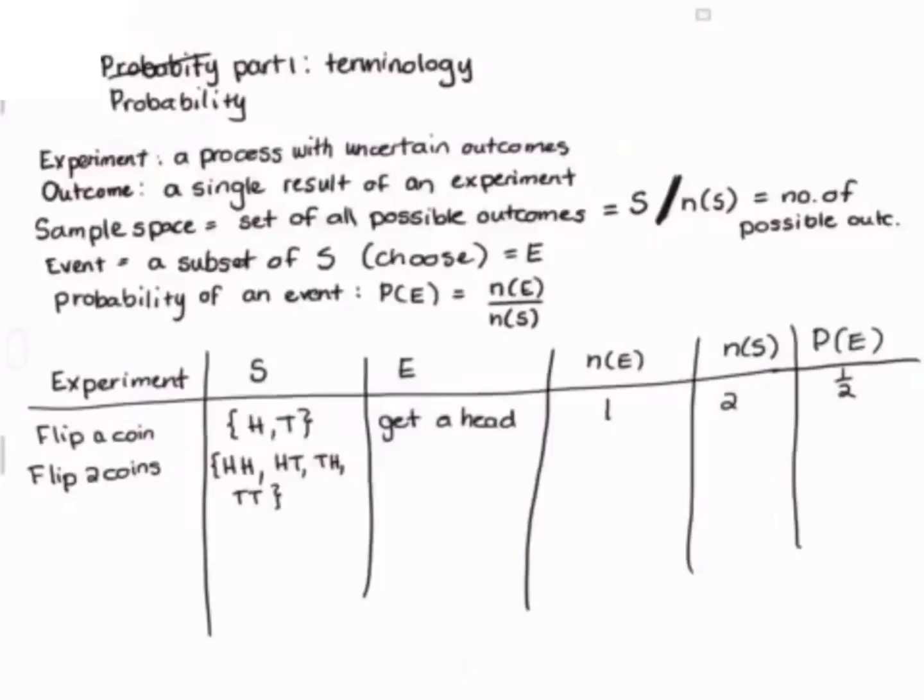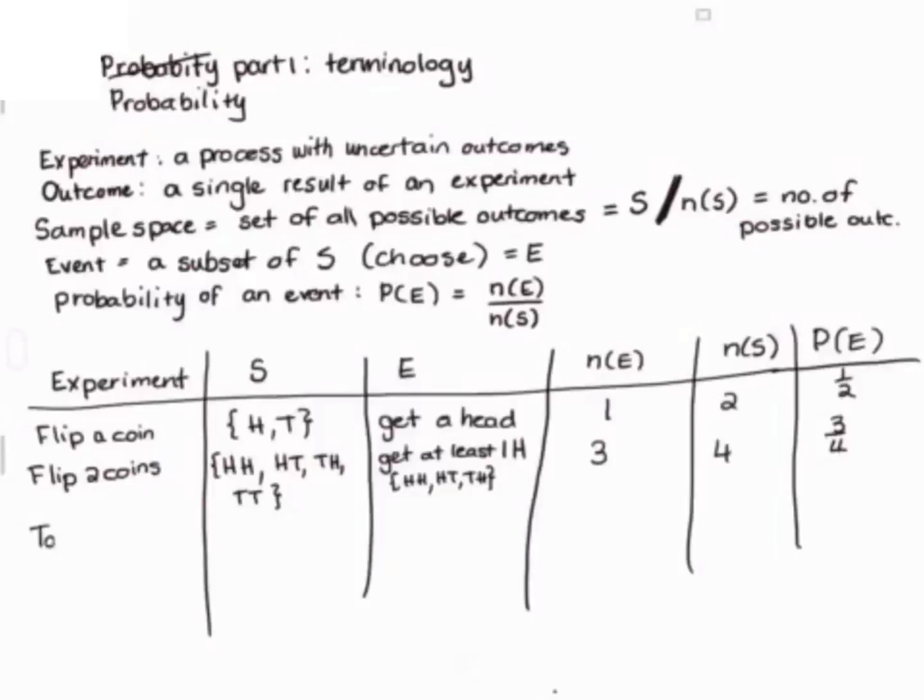Right, what am I going to make my event? Get at least 1 head. Right, so what does this consist of? I'm actually going to write them out here. I could have had head, that's at least 1. I could have had head, tail. I could have had tail, head. So that is 3 there, whereas S has 4. So the probability of that event is 3 out of 4.